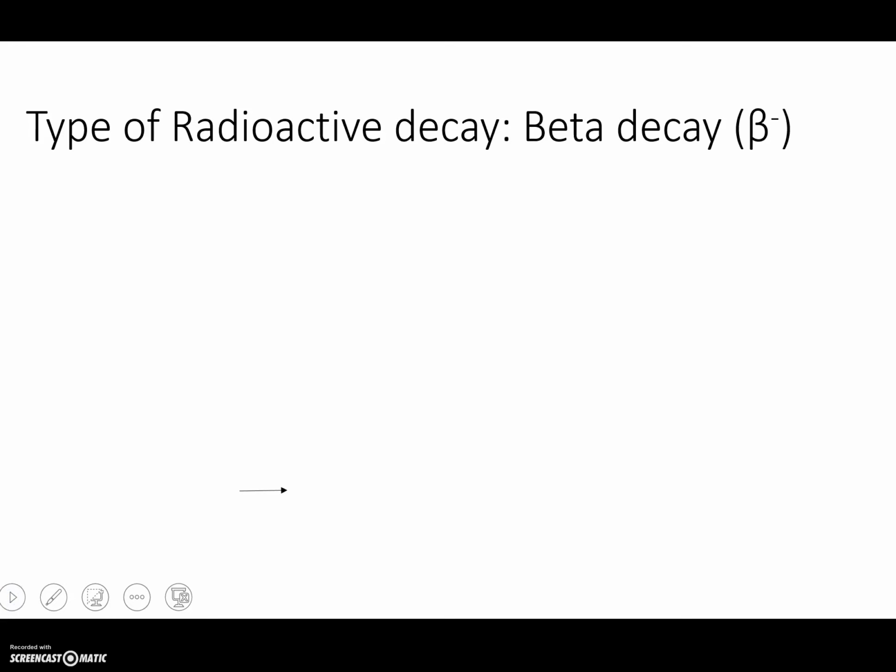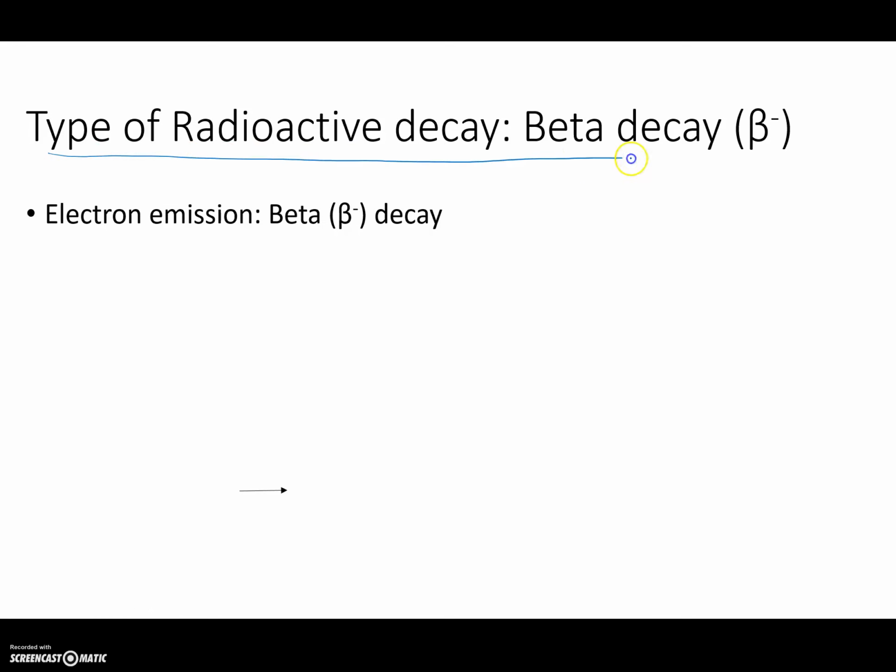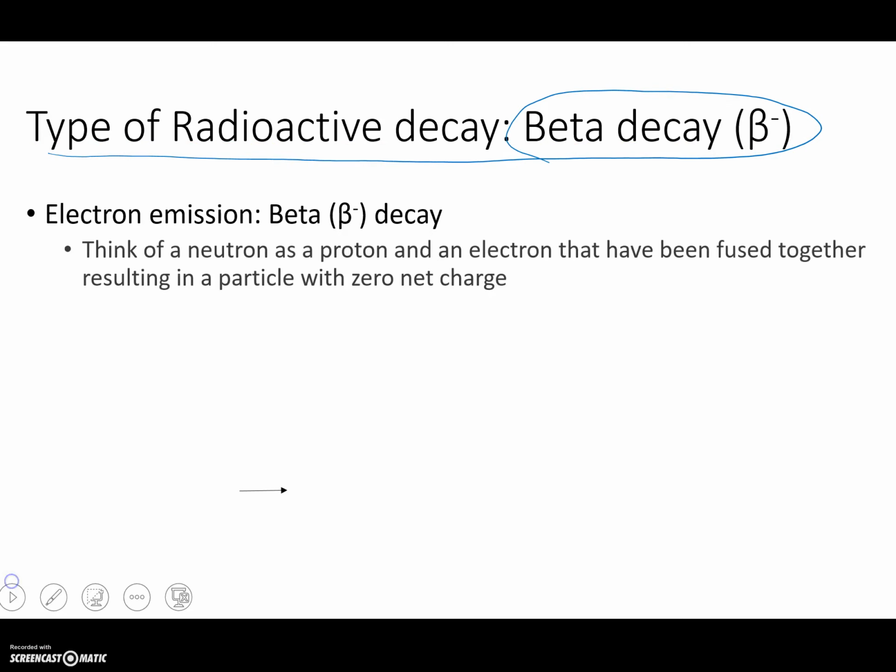All right. So electron emission is the first type of radiation we're going to talk about. All right, often referred to as beta decay. So electron emission or beta decay. One thing I want you to think of first is a neutron, right, is essentially a proton and an electron that have been fused together.